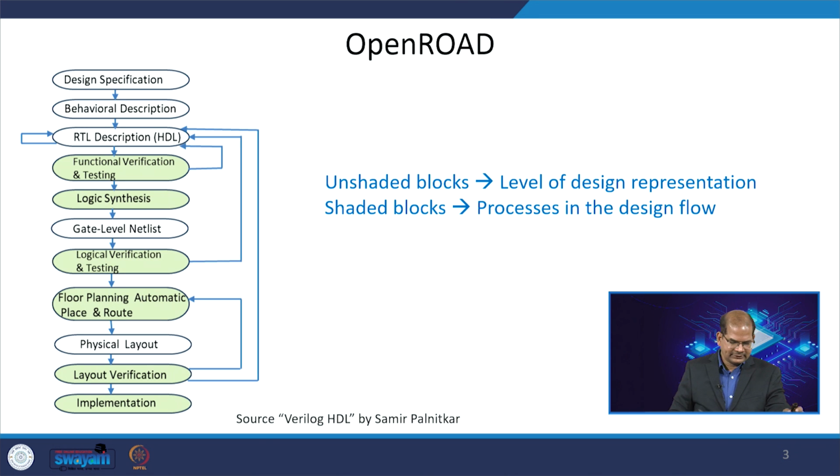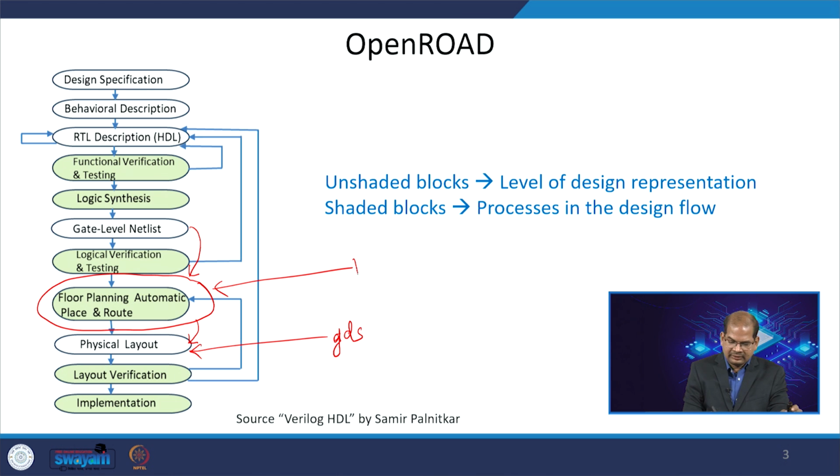So, the physical synthesis happens here. Basically it takes the gate level netlist as input and it produces a GDS as output. So, this is your physical synthesis. It takes gate level netlist as input and produces GDS as output.